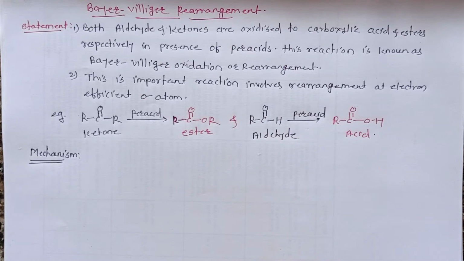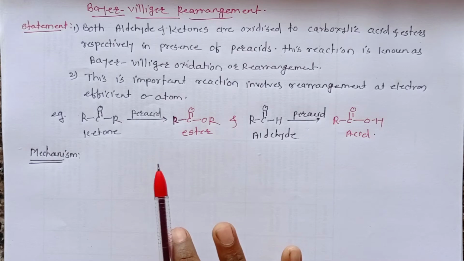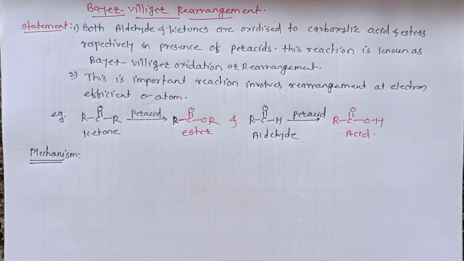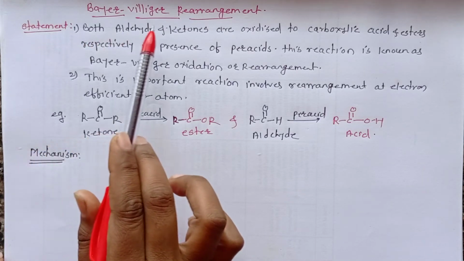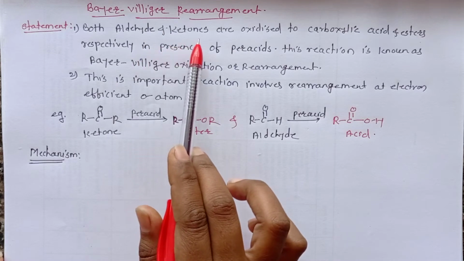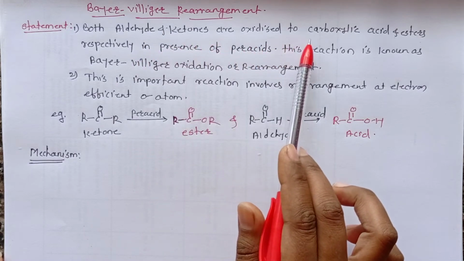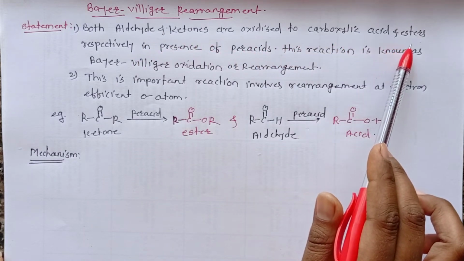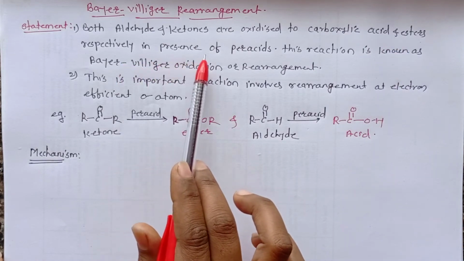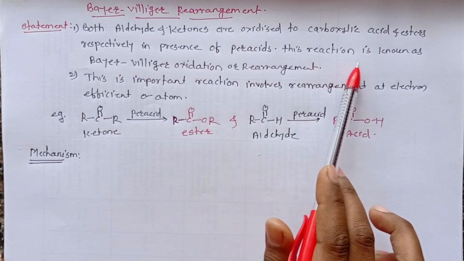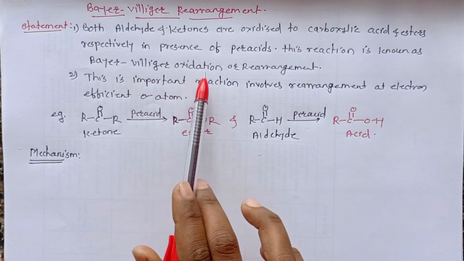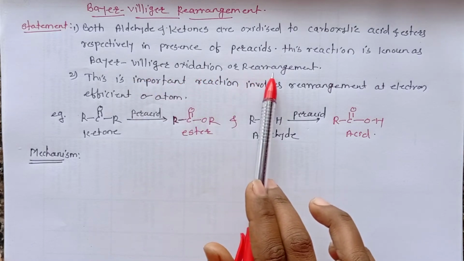So it depends on the starting compound, then the final product will be obtained. So let us discuss here the statement of Baeyer-Villiger rearrangement. Both aldehyde and ketones are oxidized to carboxylic acid and esters respectively in presence of per acid. This reaction is known as Baeyer-Villiger oxidation or Baeyer-Villiger rearrangement.